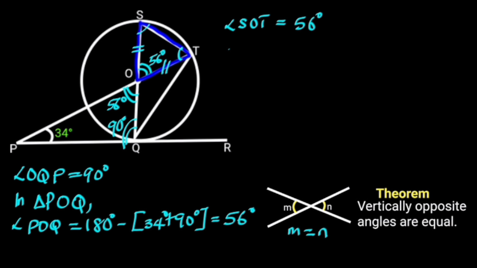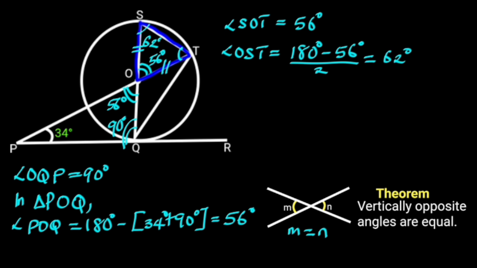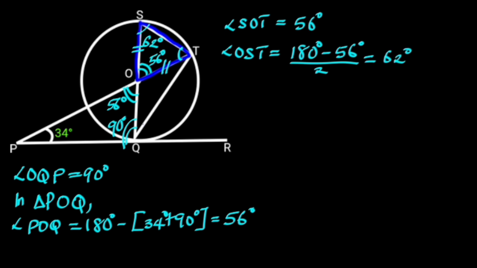Going further, let's find angle OST. This will enable us to find angle TQR easily. Since angle OST is a base angle of an isosceles triangle, it follows that angle OST is equal to 180 degrees minus 56 degrees, divided by 2, which is 62 degrees. Now we have known angle OST. Let's go ahead and find angle TQR.